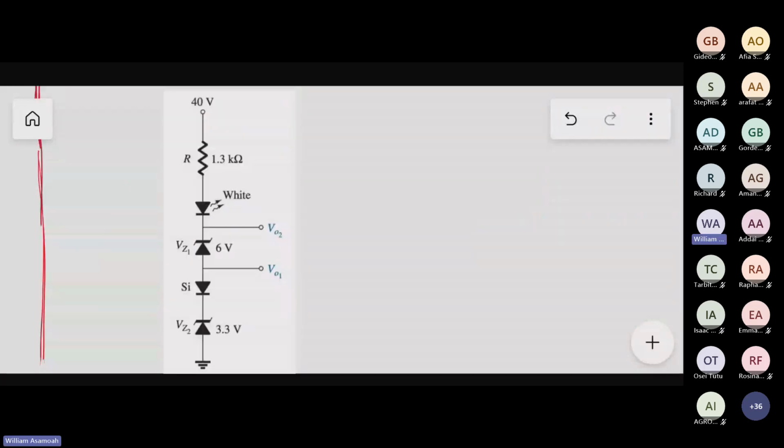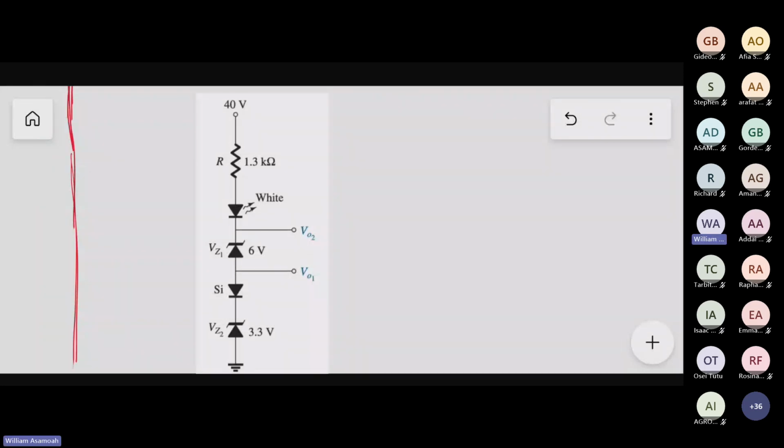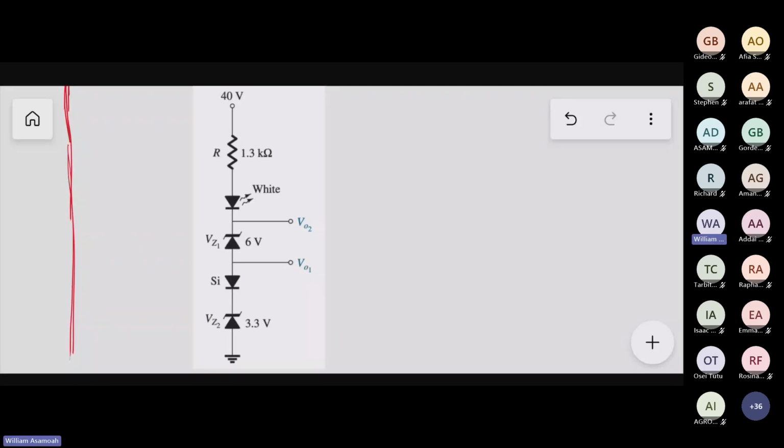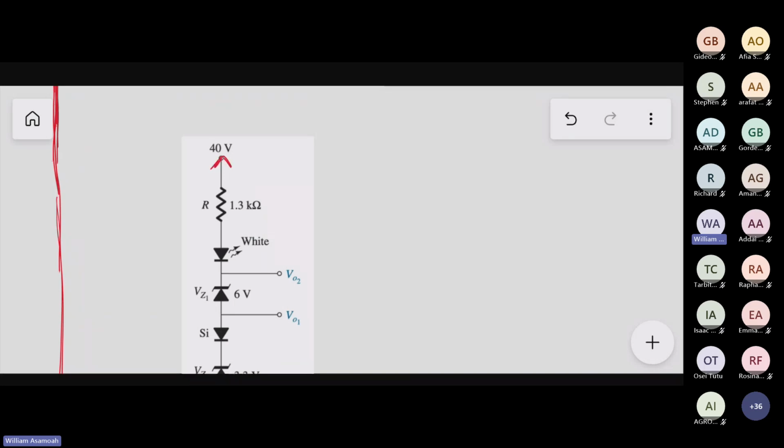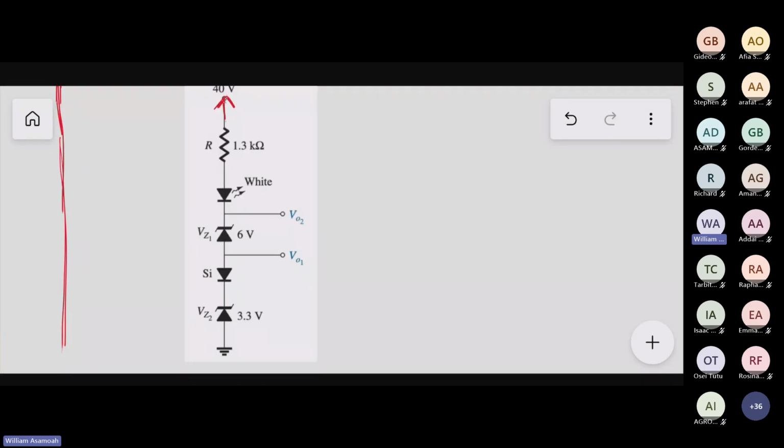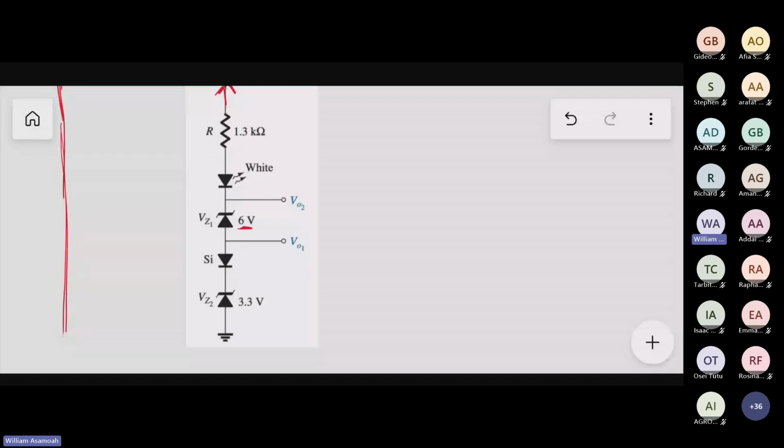Now we have this, and there is something called reference voltage. Next week, when we meet on Monday, you'll understand why reference voltages are very important. So this is a circuit we have. We've connected it to a source of 40 volts. Then we have this white LED. Then we have one Zener rated 6 volts, and another Zener rated 3 volts, and then silicon converting. The question is asking us to find VO1 and VO2.